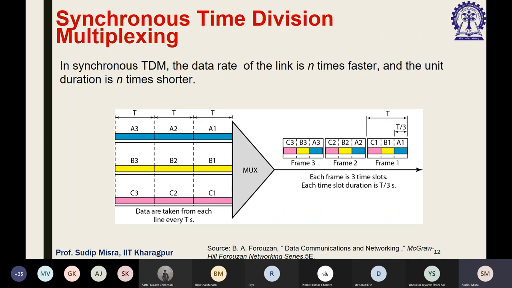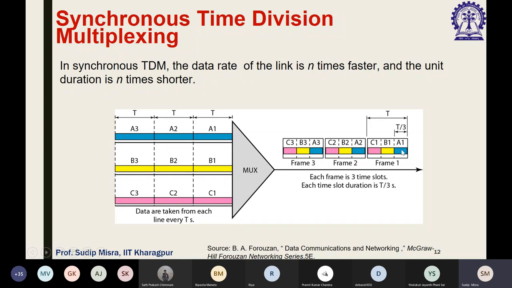N times you have to increase the data rate of the link. So if you increase the data rate N times, what is going to happen? The unit duration is going to be N times shorter. So this is going to become T by 3, this is going to become T by 3, and this is going to become T by 3. So T by 3 plus T by 3 plus T by 3.